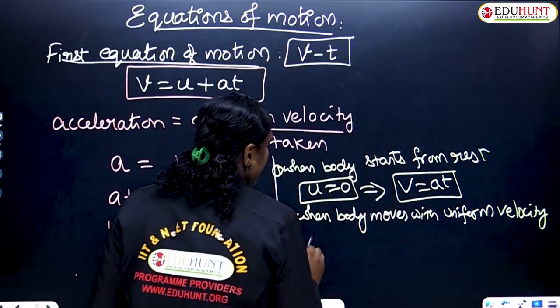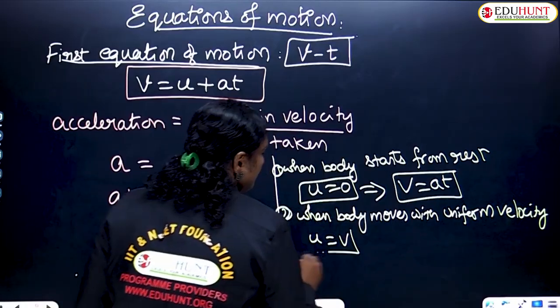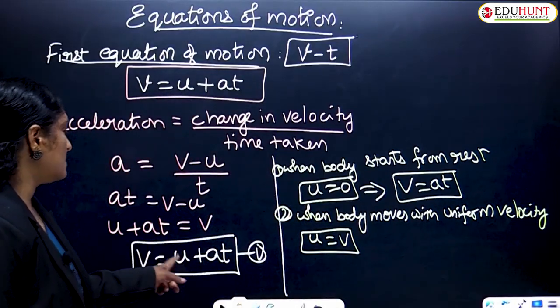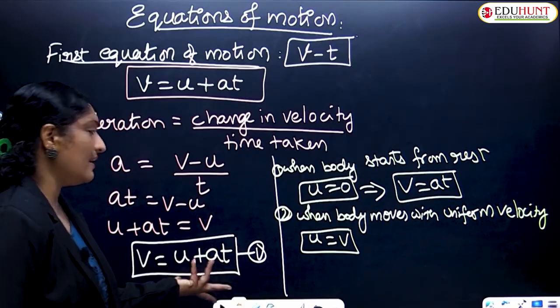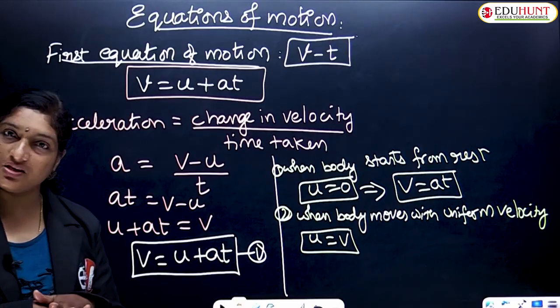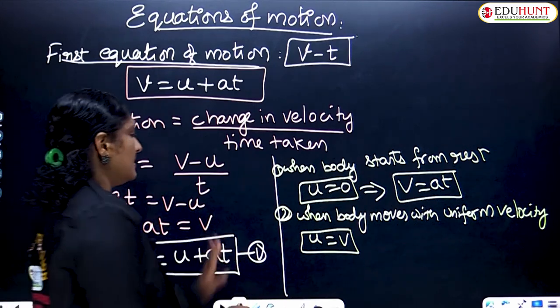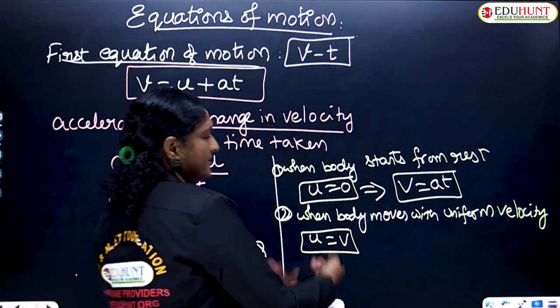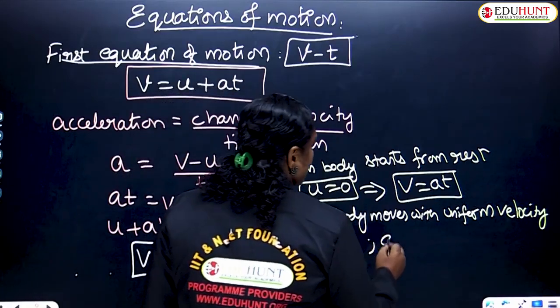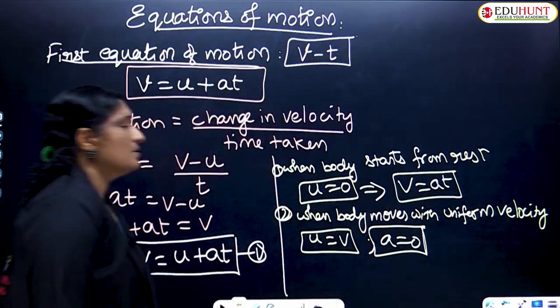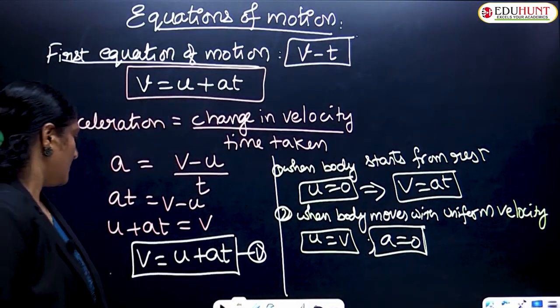In that case, we have initial velocity equal to final velocity. Whenever initial velocity is equal to final velocity, we have acceleration equal to 0. Same velocity, so no acceleration. Acceleration equals 0, then u equals v, or a equals 0 and u equals v, whenever the body moves with uniform velocity.